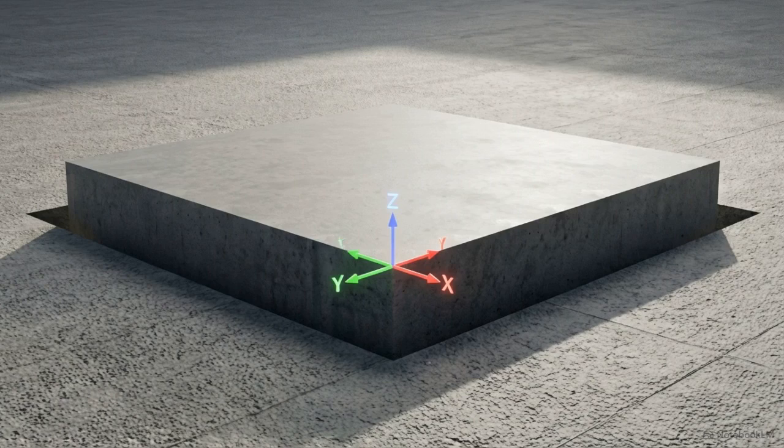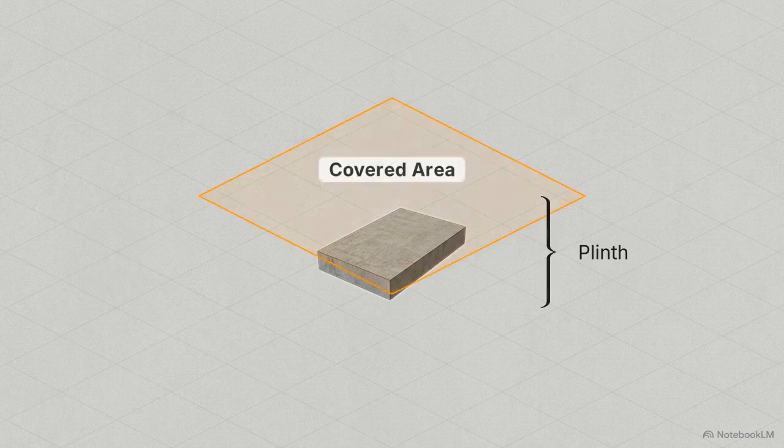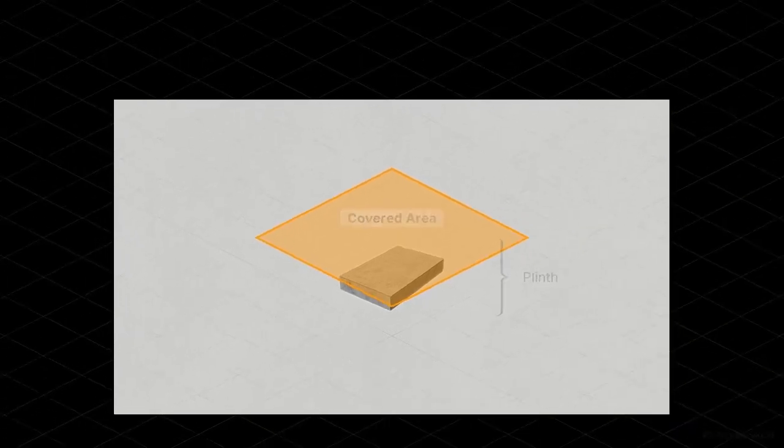With the horizontal plane set, the regulatory model extrudes into the z-axis, starting exactly where the structure meets the earth. The plinth is the portion of a structure between the surface of the surrounding ground and the surface of the floor immediately above it. This base mass dictates the covered area, defined as the ground area covered by the building immediately above the plinth level.